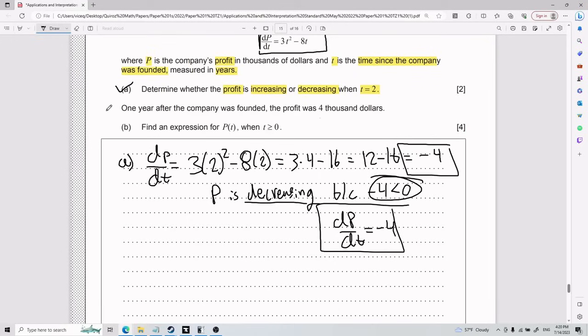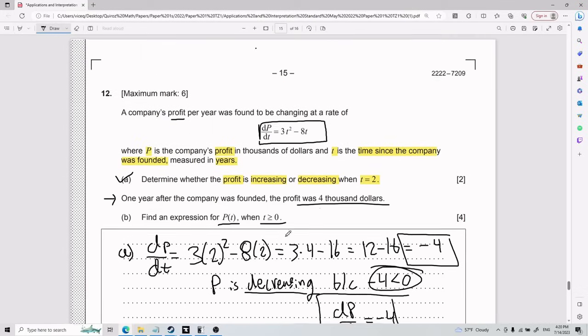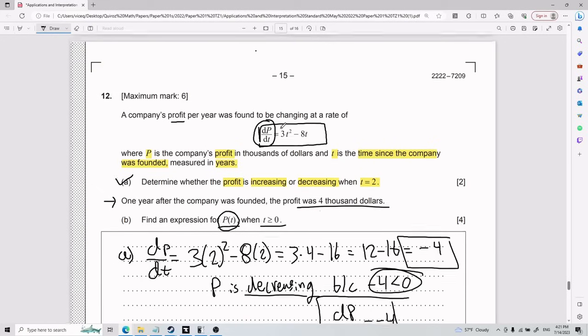Then they tell us that 1 year after the company was founded, the profit was $4,000. Part B. Find an expression for P(t) when t is greater than or equal to 0. So, notice, here we have the derivative of p with respect to t. Okay, if you want to go back to just P(t), you have to do the integral. Okay, what do I mean by this?